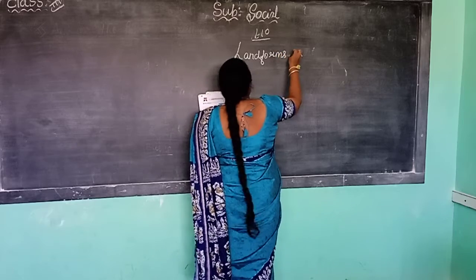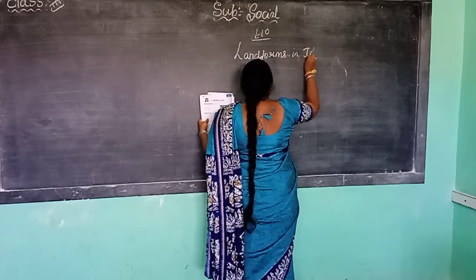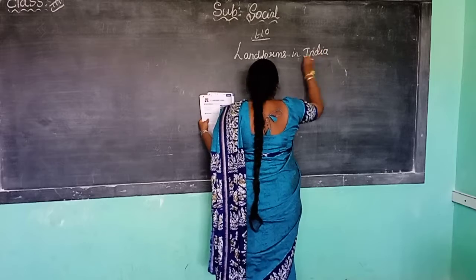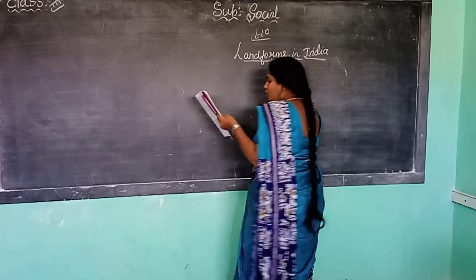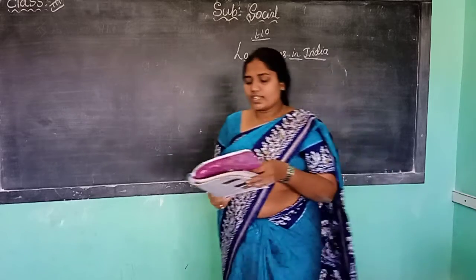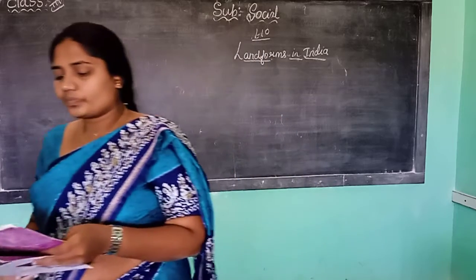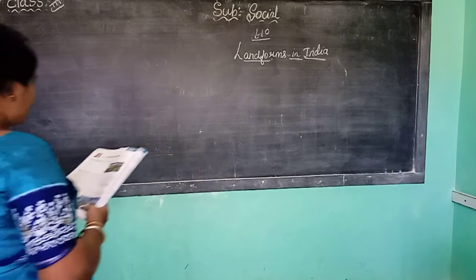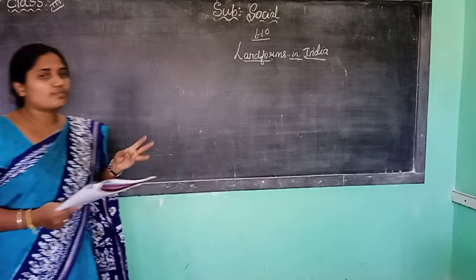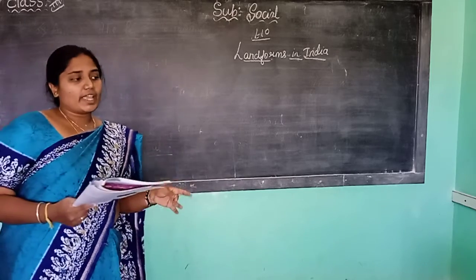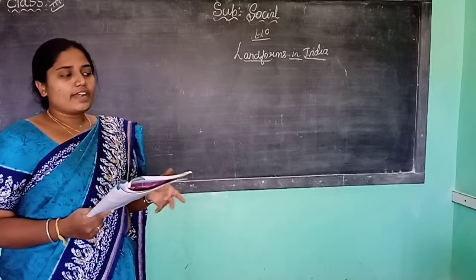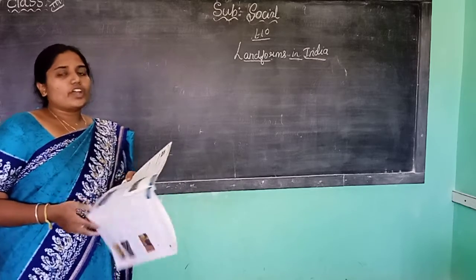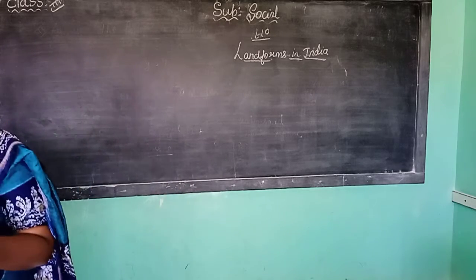Landforms in India. All of you open your social textbook, children. Open social textbook, page number 68. We can see various types of landforms in our country, no? Which are the landforms that we are discussing in this class? Mountains, valleys, plains, plateaus. These are the landforms, no? In detail we are going to learn in this lesson.